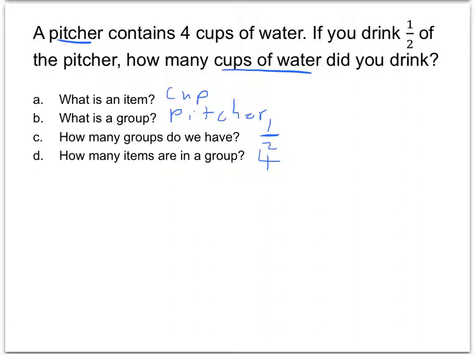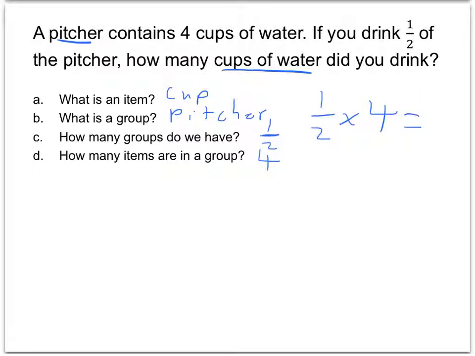So putting this all together, we see that our answer is going to be 1/2 times 4. We have half of a group. Each group consists of 4 items. And so there's our solution in terms of multiplication. Okay, so now the question is just exactly what does this equal?